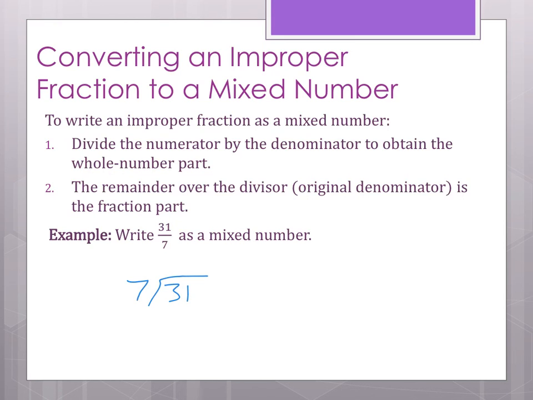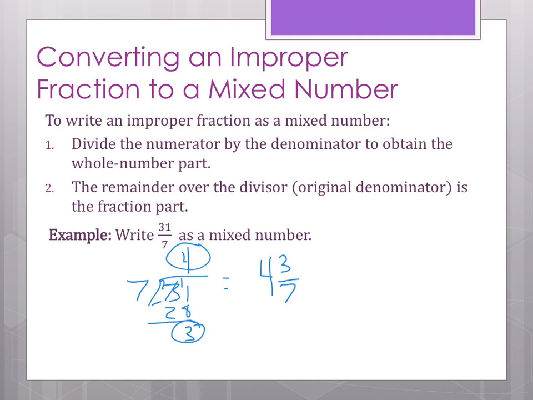7 won't go into 3, but it'll go into 31 4 times. So we'll write that over the 1. 7 times 4 is 28. And when we subtract these, you have to borrow, we get 3. So the 4, the number that we get on top here, becomes our whole. And the remainder that we have here becomes our numerator, and we write that over the original denominator of 7.